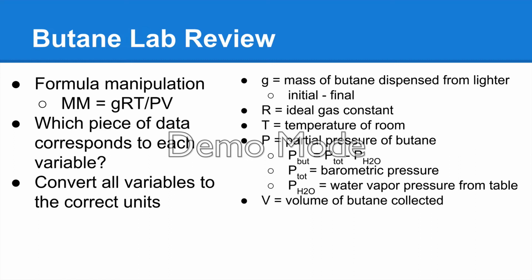Now the temperature of water comes in when you find pressure, because you use that temperature of the water in the table. The water vapor pressure table gives you the vapor pressure of the water, and then you subtract it from the total pressure in the room, the barometric pressure. That gives you the partial pressure of the butane. That's the number that gets used in for P. And finally, V is the volume of the butane collected. Make sure that it's in liters.